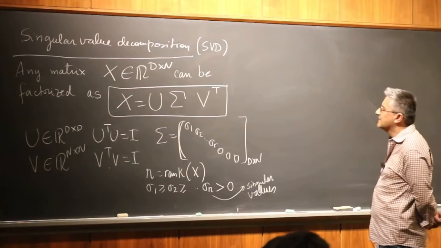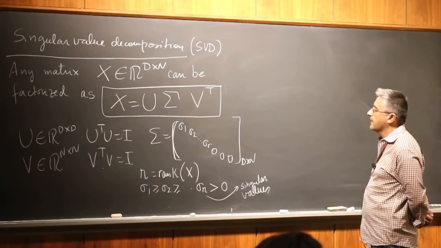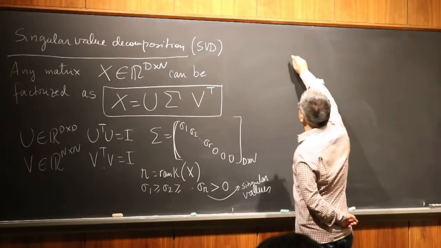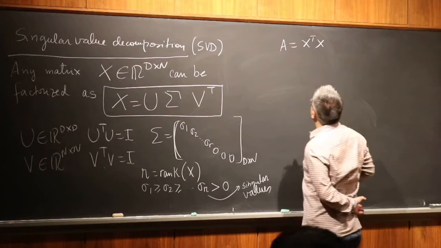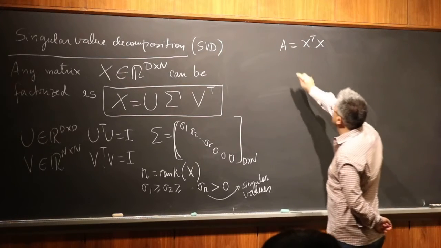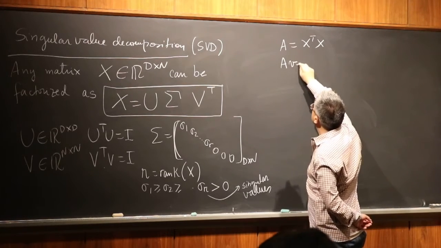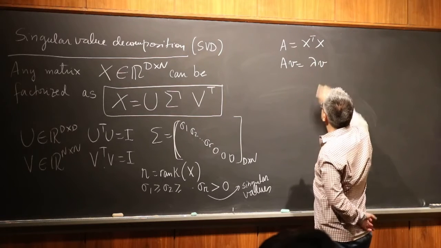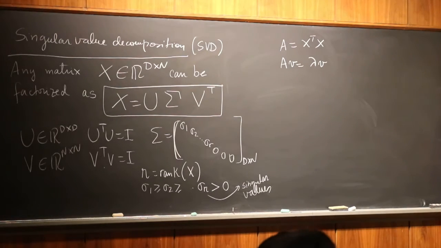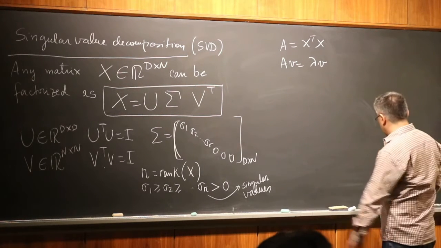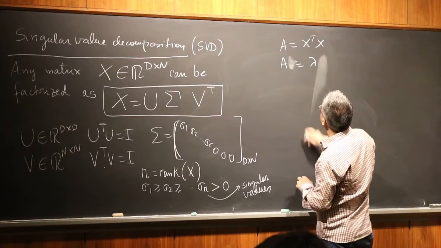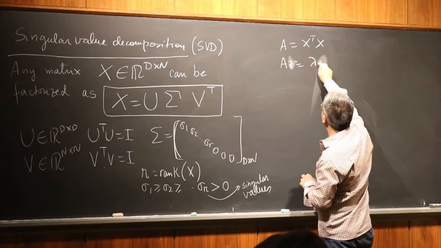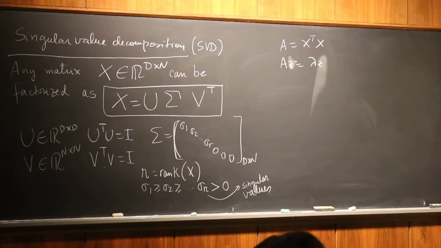But let me try to do the following. Suppose now that I consider the matrix X transpose X, and suppose that I have an eigenvalue, eigenvector of this matrix. Good? Maybe I should use a different letter. So let me put a different letter. Maybe I'm going to use Z in here. Okay, so far so good.